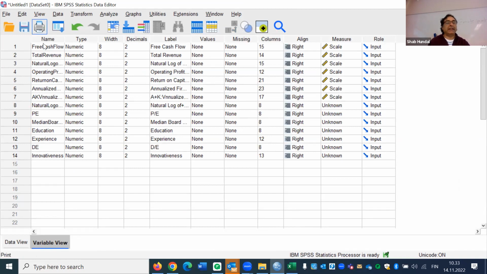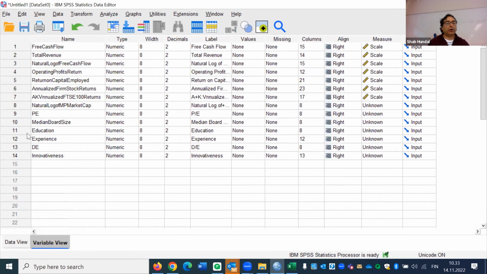And here you can see that the names of the variables are given. So we have altogether 14 variables. In our study, we shall use the annualized firm stock return as the dependent variable and all others as the independent variables. So you can edit the name of the variable. The variables are numeric. Numeric means they have numbers. But one thing I would suggest is that because we have many decimals, increase the decimals to maybe 4 or 5. It's a good idea.